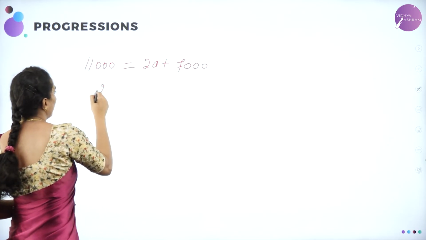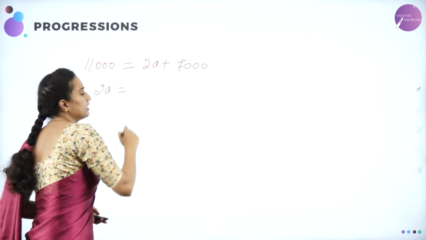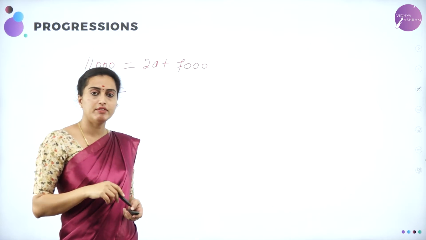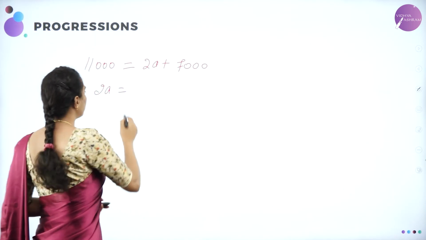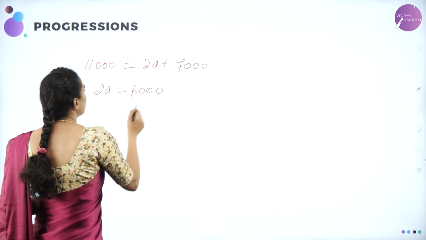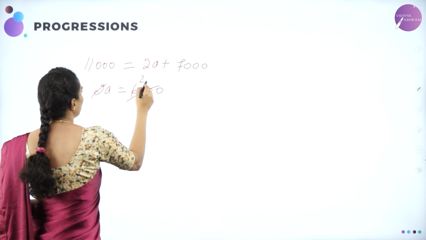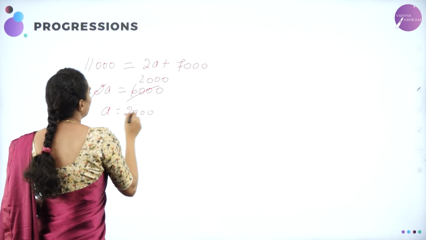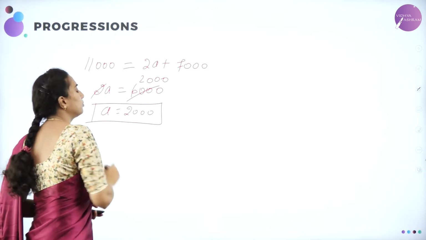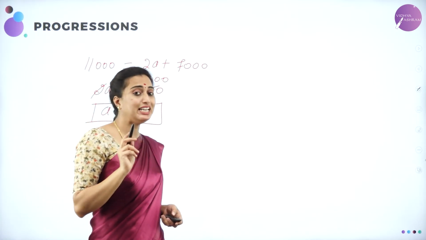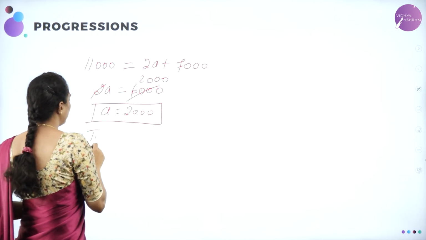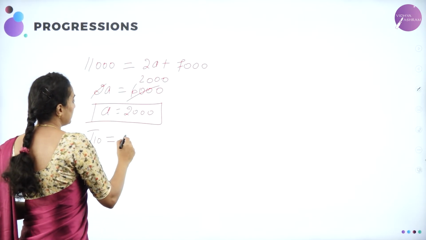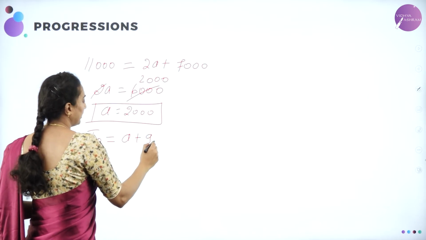Otherwise, 2A is equal to 11 minus 7. 11 minus 7 gives you 4, that is 4000. So 2 ones are 2000. So A will be equal to 2000. So we know the initial value is 2000. Now we need to find out the T10. So T10 can be written as A plus 9d directly.